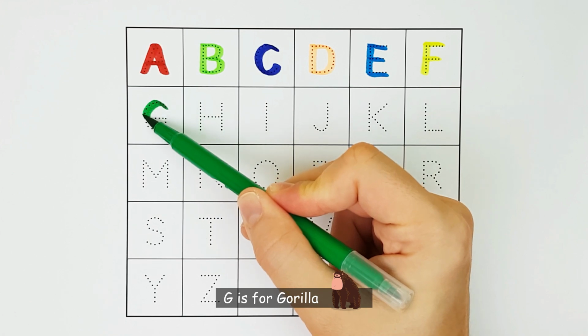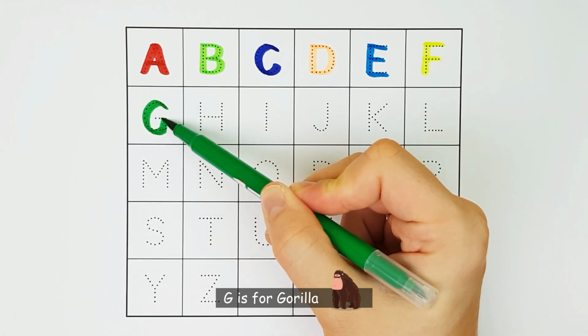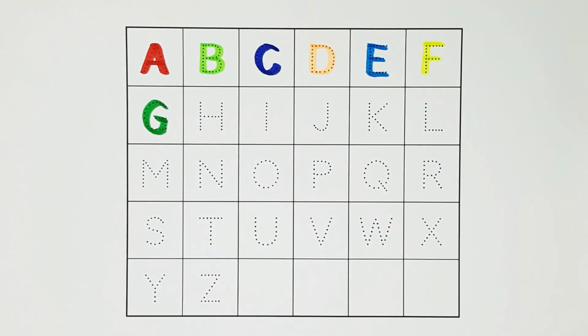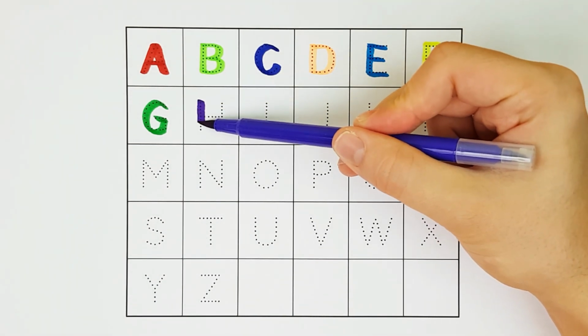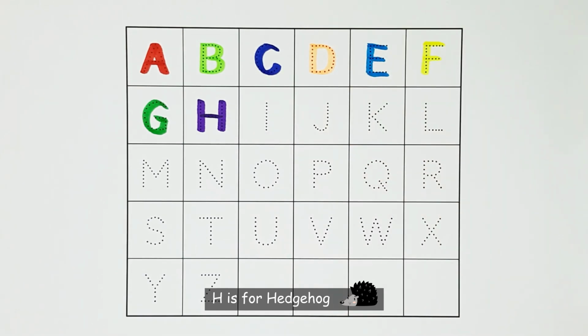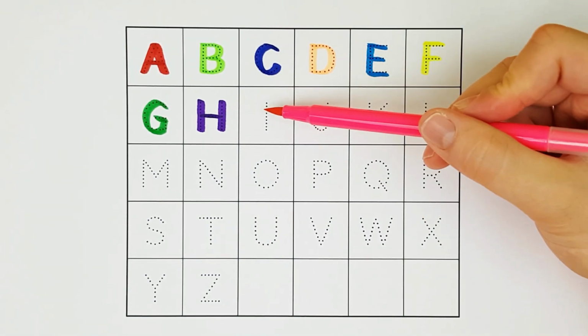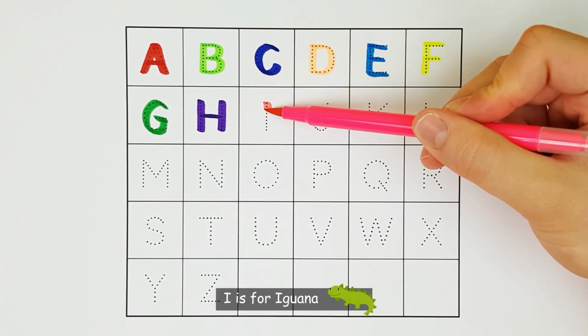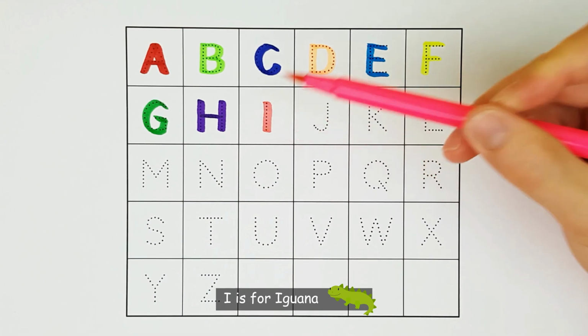G. G is for gorilla. H. H is for hedgehog. I. I is for iguana.